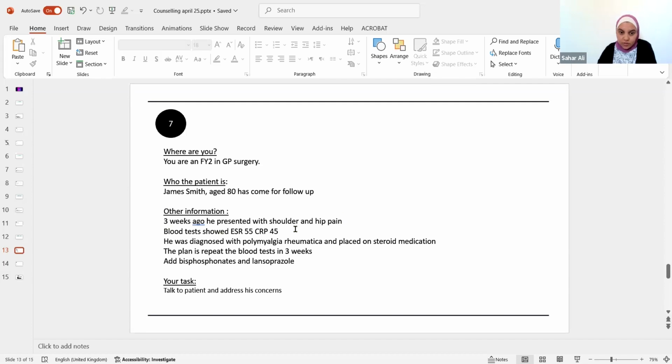Blood test showed ESR 55, CRP 45. He was diagnosed with polymyalgia rheumatica and placed on steroid medication. The plan is to repeat the bloods in 3 weeks, so you can tell him. In addition, I didn't have enough time in the last part of the consultation to talk more about our next plan of management.